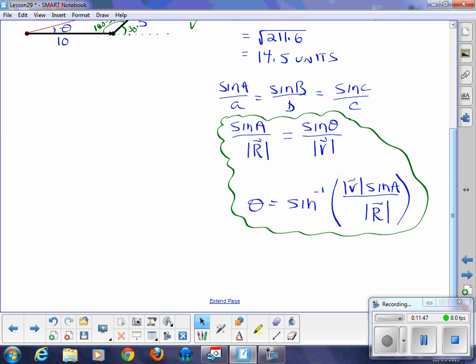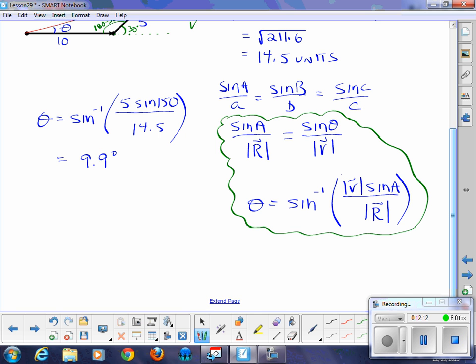So to finish this example off then, theta equals sine inverse of the magnitude of V, which was 5, times sine 150, divided by, we just found out the magnitude of the resultant was 14.5. So now you go ahead and you calculate that. Divided by 14.5 and sine inverse, we get 9.9 degrees. All right.